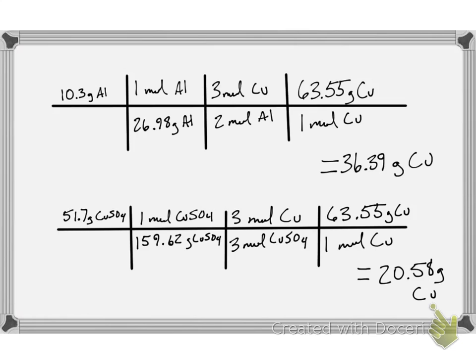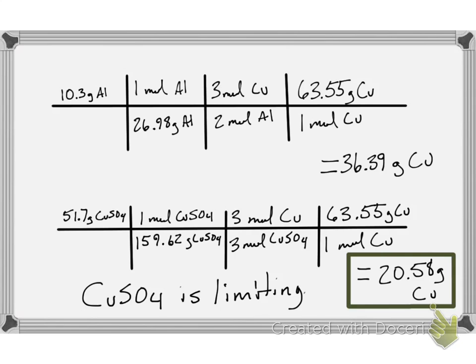And we said that our limiting reactant is the one that's going to cause us to make the least amount of product. So in this case, the least amount of product was from the 51.7 grams of copper sulfate. So copper sulfate is limiting, and we actually produced 20.58 grams of copper.